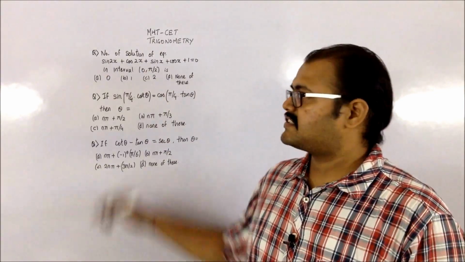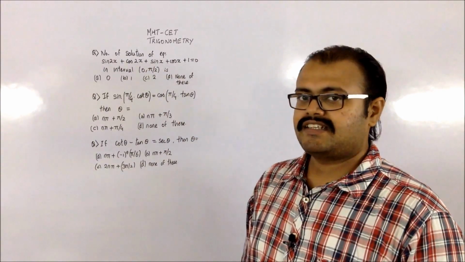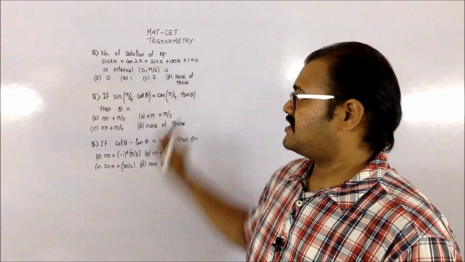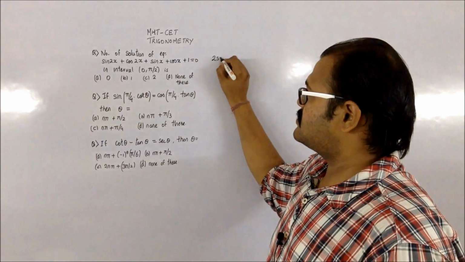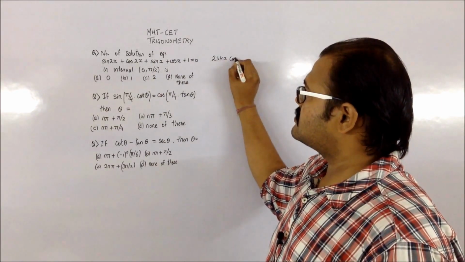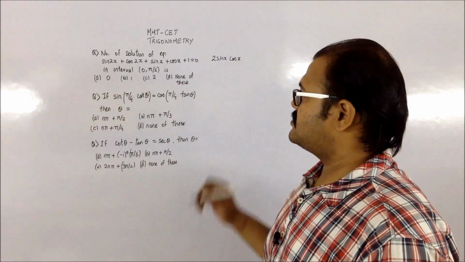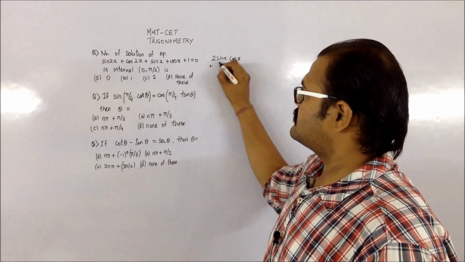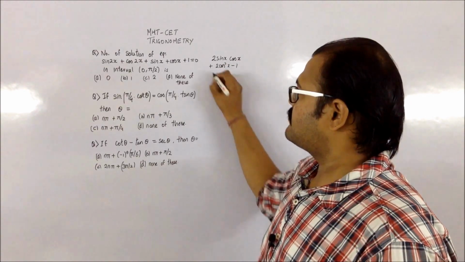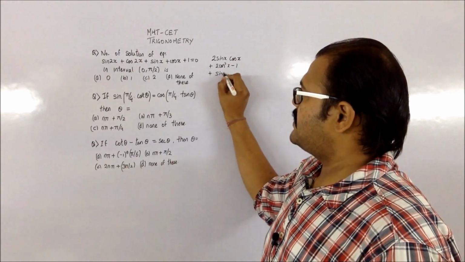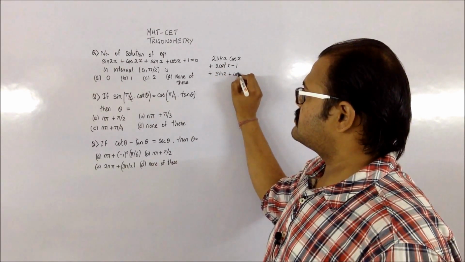Let's see the first question. In the first question we have to find the number of solutions this particular equation will have. Sin 2x, you can write as 2 sin x cos x. Cos 2x, you can write as 2 cos square x minus 1, and the remaining terms will be as it is.